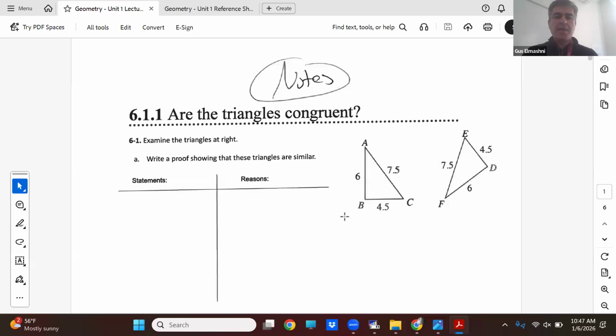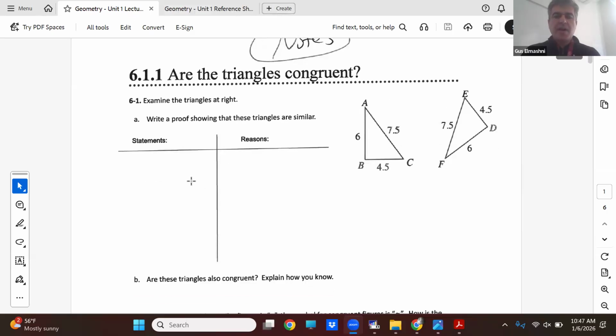So anyhow, let's get to the notes now. All right, so let's look at 6-1. Taking a look at this, what do you notice about these two triangles? Well, they're congruent, right? For what reason? SSS, right?